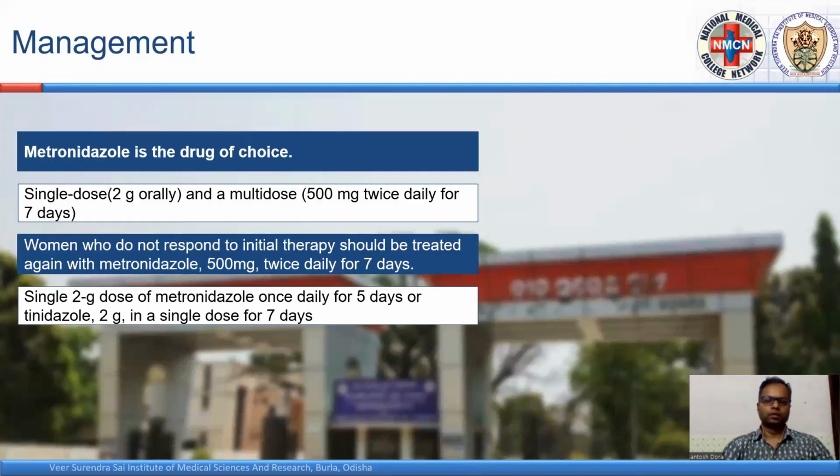Now coming to the management. Metronidazole is the drug of choice. It can be given as a single dose, that is 2 gram, or as a multi-dose, that is 500 milligram twice a day for 7 days. Those patients who do not respond to single dose therapy, we can go for 7 days therapy. Besides metronidazole, tinidazole can also be given in a few patients.